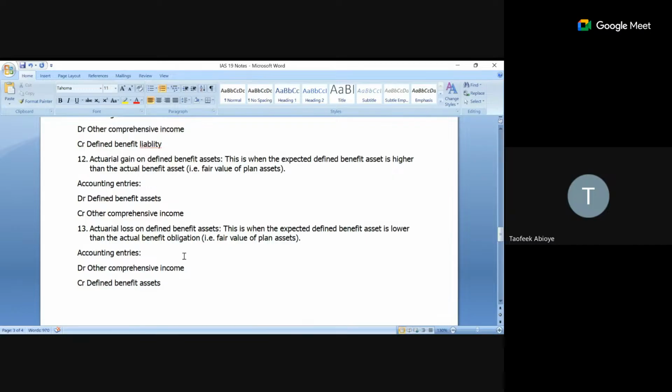So that is it. IAS 19 is actually sweet too. Very sweet. It is not something that is tough. In fact, I can say it is somehow simpler than employee benefit, IFRS 2. It's somehow simpler.